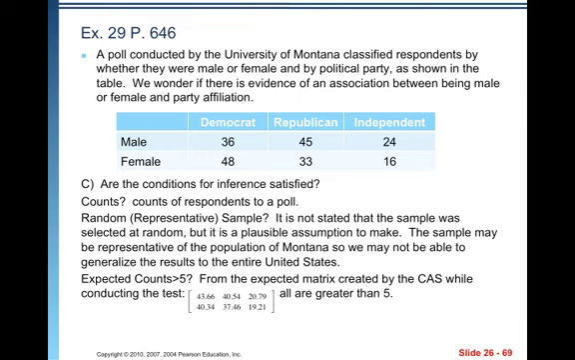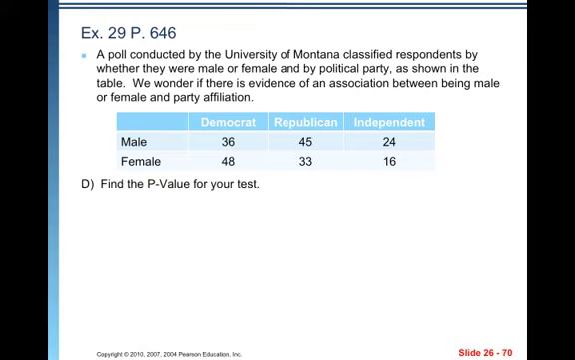Expected counts greater than 5. From the expected matrix created by the CAS while conducting the test, we got 43.66, 40.54, and so on, all greater than 5. You could also take the row total times the column total and divide by the grand total, and you should get the same value. And again, you do this in your calculator just like you did for the test for homogeneity.